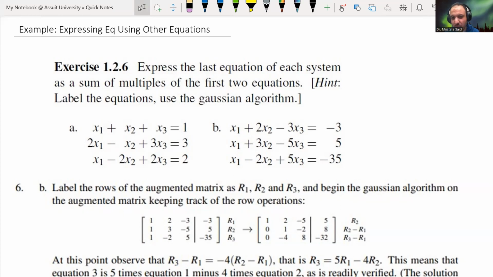Hello guys, in this video I'm gonna solve one of the solved examples in our book in the exercises. It's exercise 1.2.6, chapter 1, section 2, problem 6.